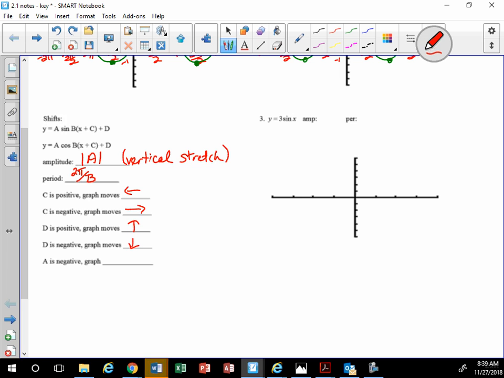All right, then if A is negative, so we've said the absolute value of A was the amplitude. What do you think a negative in front of your equation is going to do? Flip it, yes. And when A is negative, the graph will flip over the x-axis.